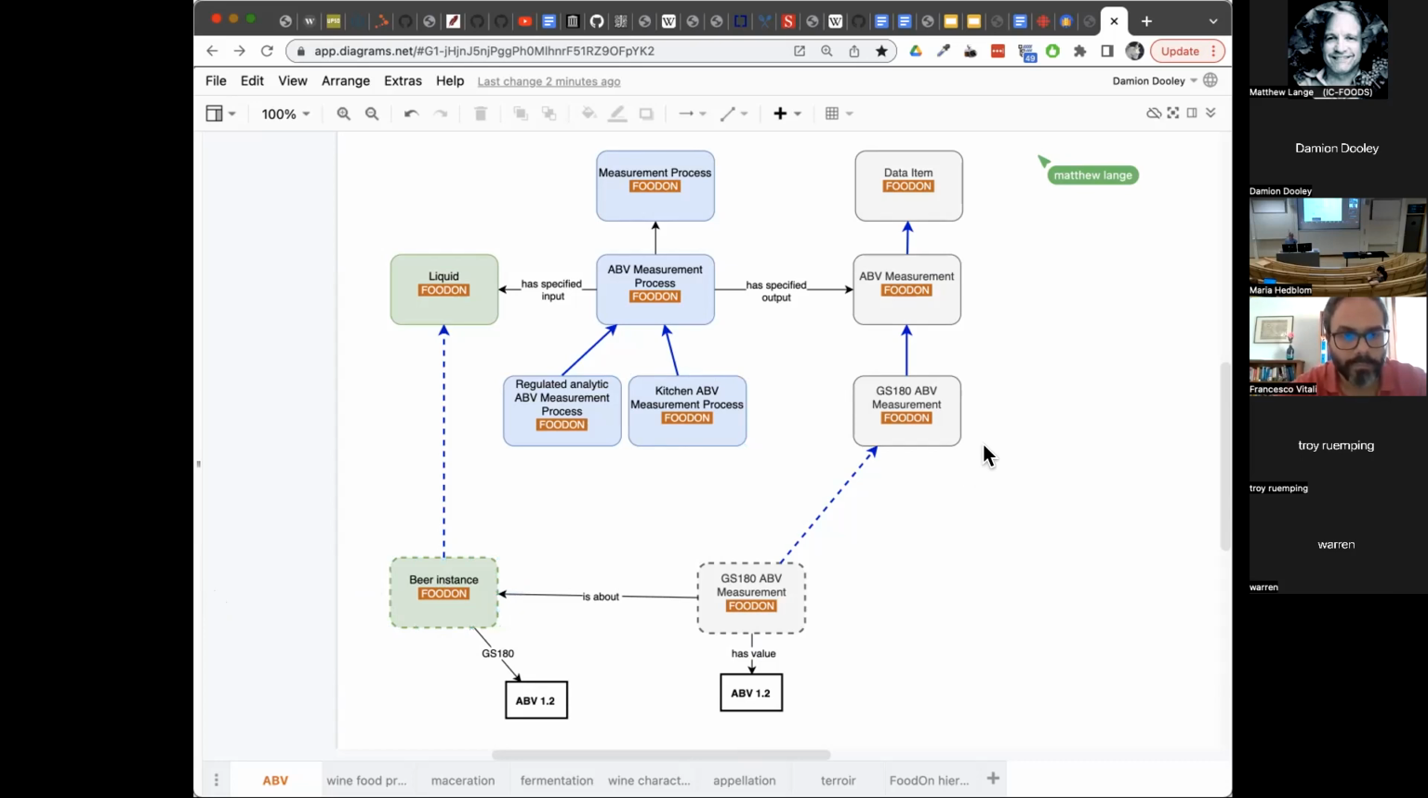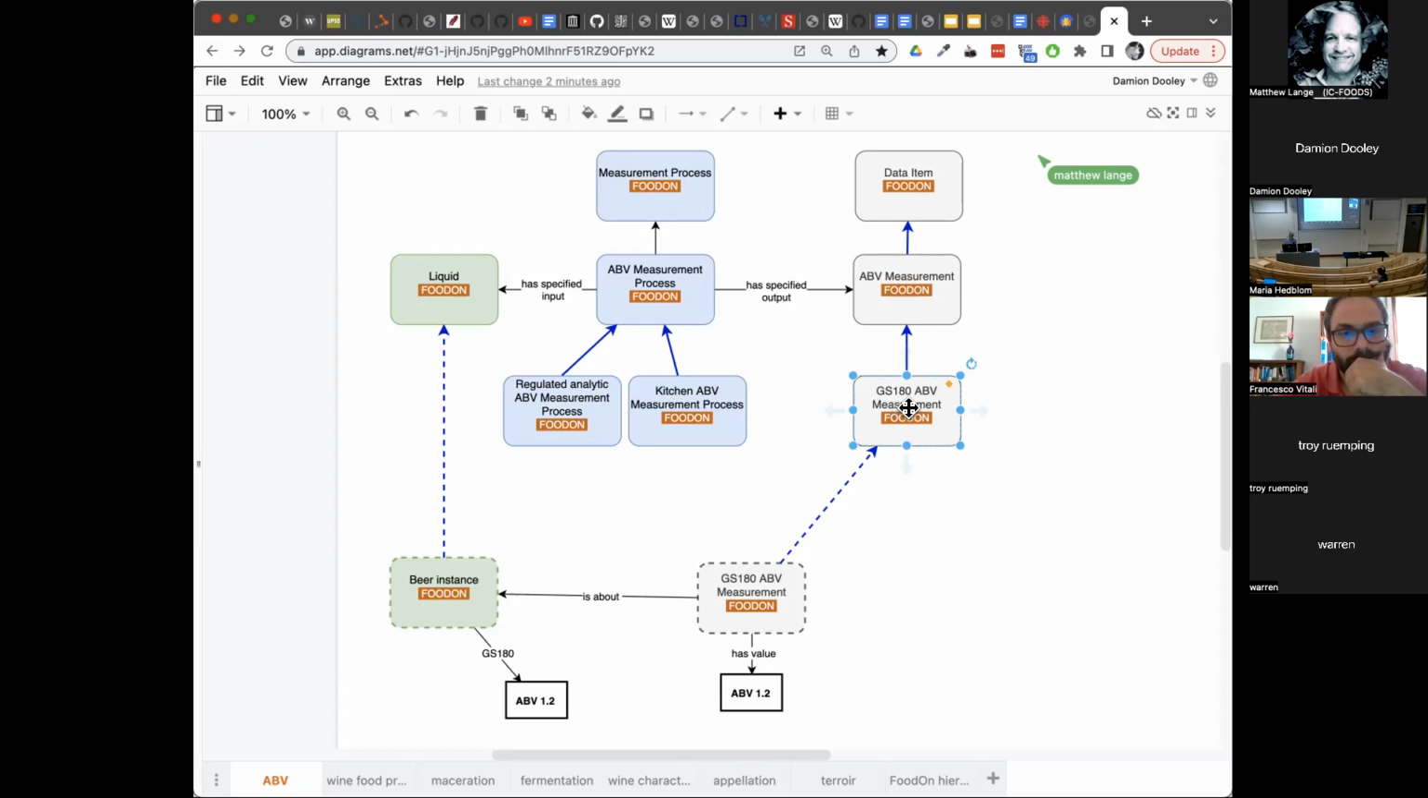Just as T-Roy mentioned, it is the end product characteristic. The GS1 measurement is the end product target. So it is not the measure you are making during the process. And so we have to represent, I think, the steps of the process where the measure is done.